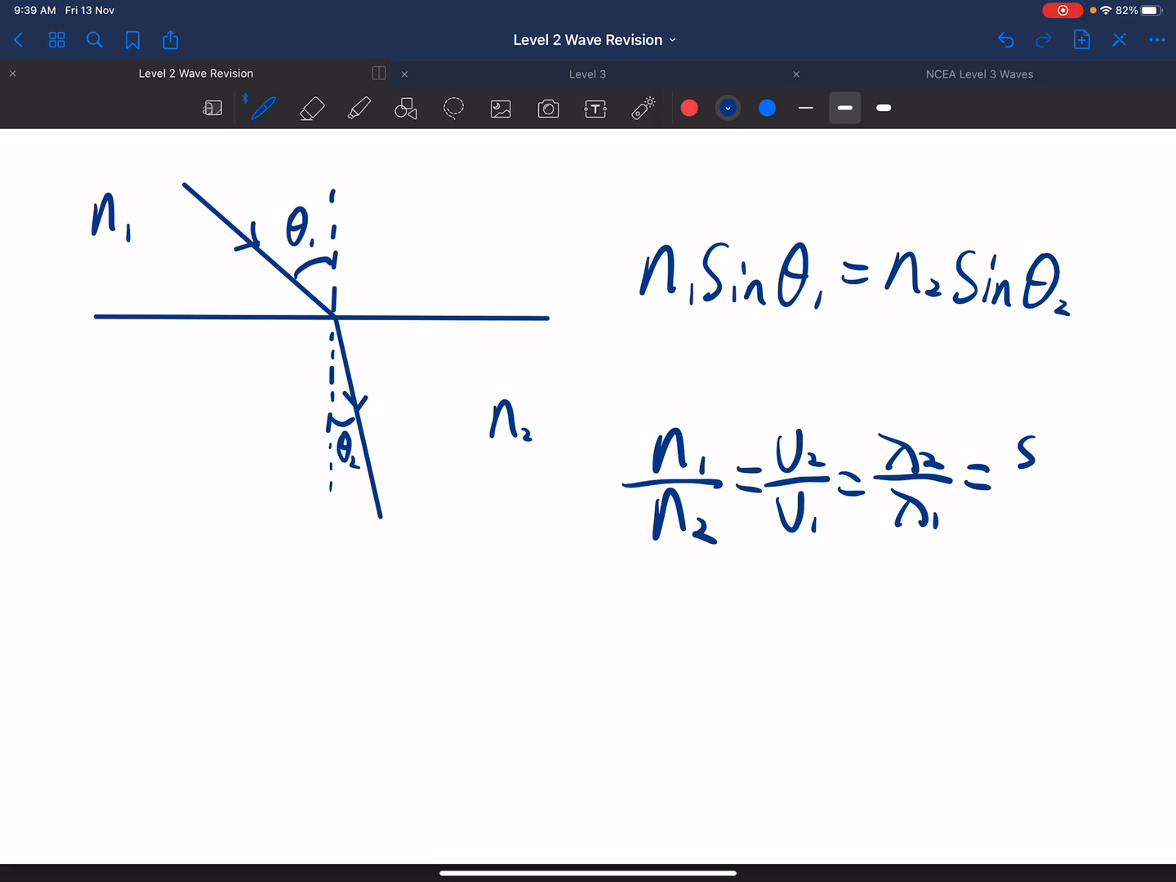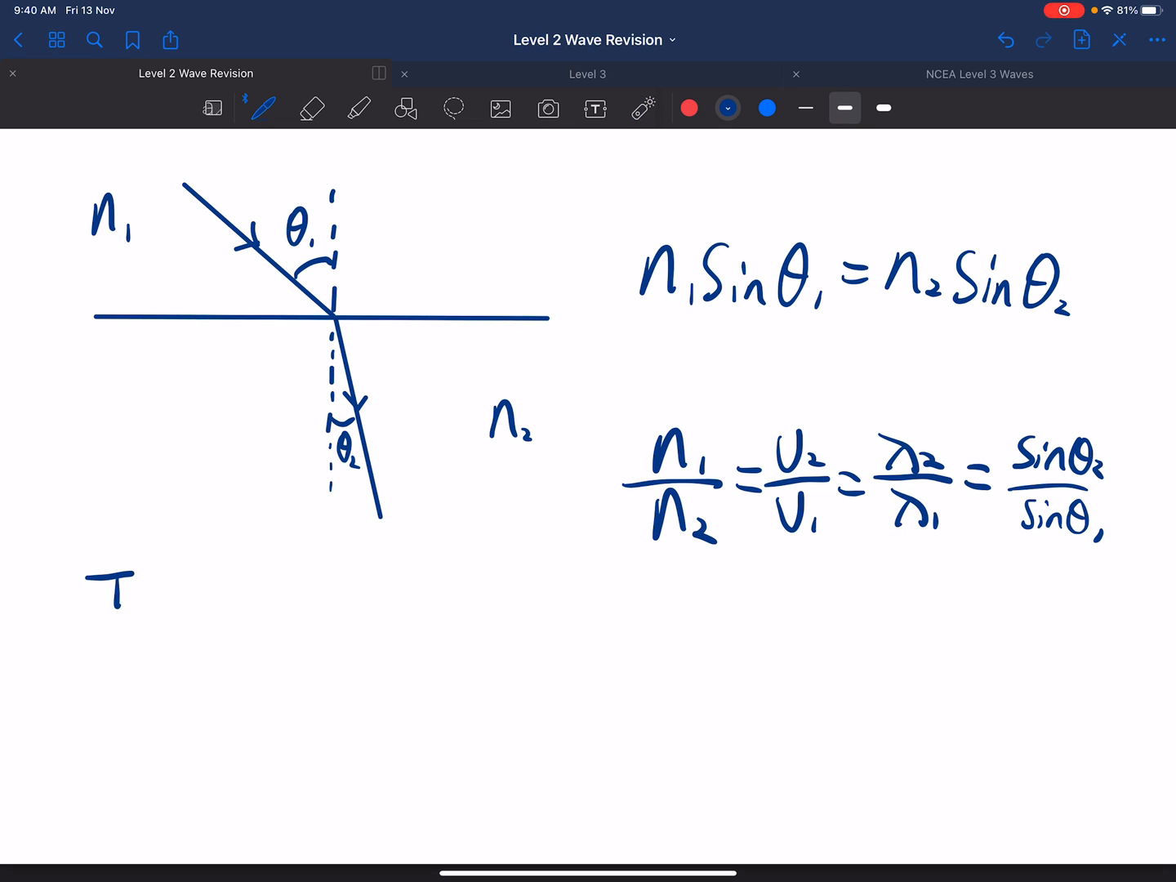Basically also equal to sine theta 2 over sine theta 1. These two equations will be given to you. And what kind of wave are we dealing with over here? This is a light wave, okay? Because we have a refractive index, the more optically dense, not just dense, the more optically dense, the slower the light wave becomes.